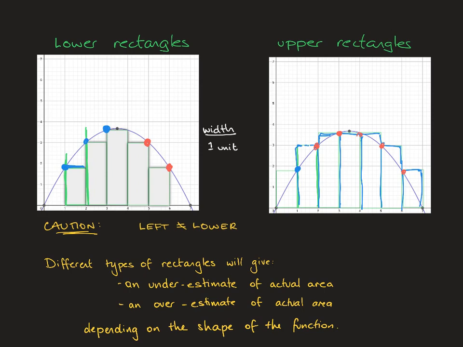If you're using left and right rectangles, you'll get different approximations, but the point is you need to stick with whatever it is at the top. Okay, so different types of rectangles will give you either an underestimate of the actual area. So the lower rectangles at the minute are giving us an underestimate. We're missing all of these little sections of area as well, or they'll give you an overestimate. So our upper is giving us more area than what we need. And whether that's an overestimate or an underestimate will depend on the shape of the curve.